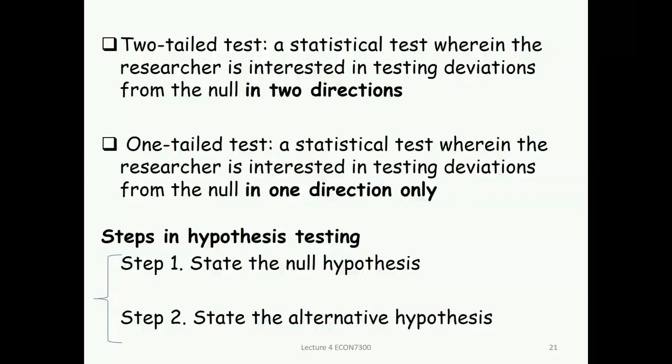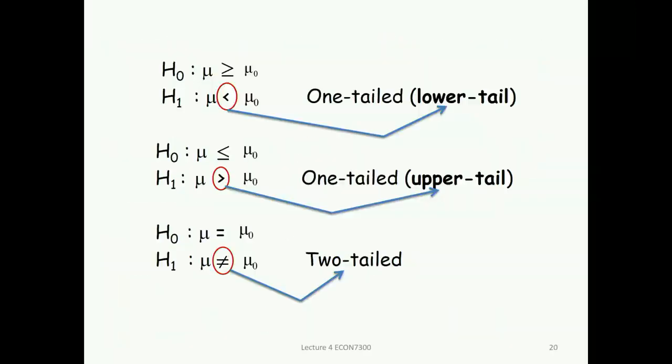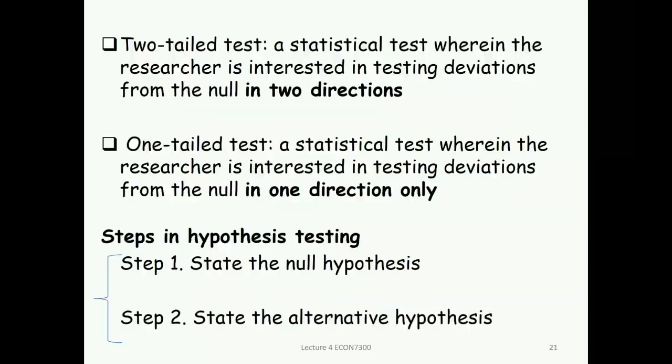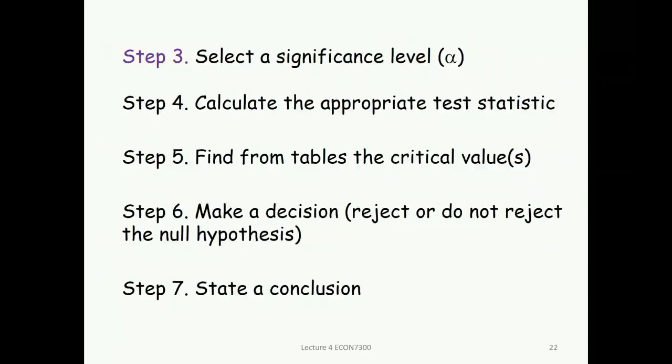Okay, so two direction, as I told you, this is two direction, on the right, on the left. This is one direction to the right, upper, one direction to the left, lower. So null and alternative, calculate the appropriate test statistics, either Z calculated value, T calculated value, or test statistics. So this is the Z or the T. Find critical value from the table, make decision, and make conclusion. These are the steps that we have to follow.